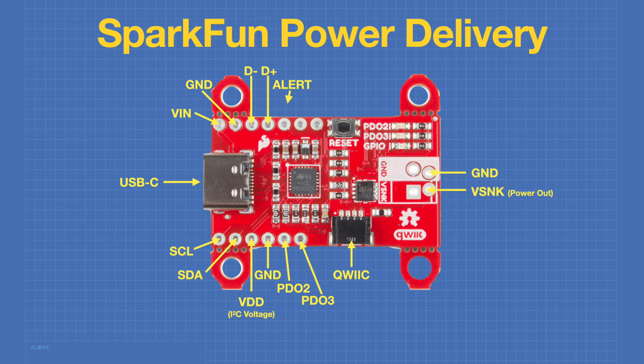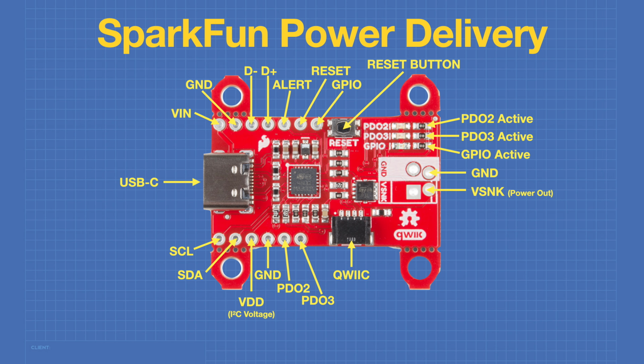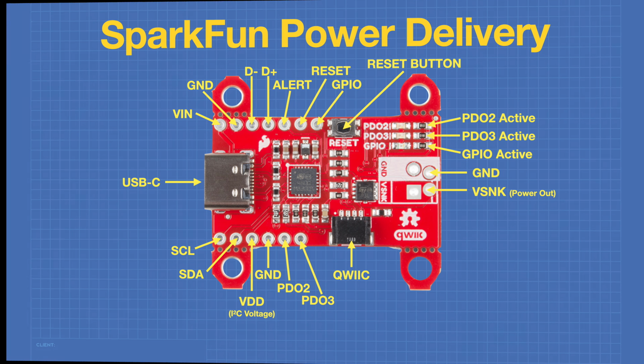There's an active low alert output for when the microcontroller has an alert, and a reset input that's also active low. The microcontroller also has one GPIO pin, and it's over here. On the side of the board, we have 3 LEDs. The first 2 are the activity for PDO2 and PDO3, and the third one is the activity on the GPIO pin. Finally, the board also has a push button to reset it.